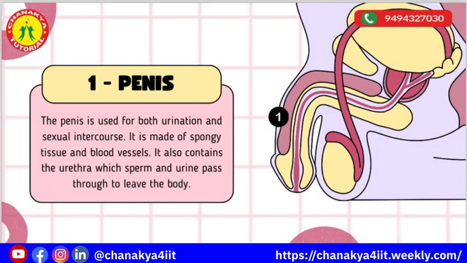1. Penis. The penis is used for both urination and sexual intercourse. It is made of spongy tissue and blood vessels. It also contains the urethra, which sperm and urine pass through to leave the body.